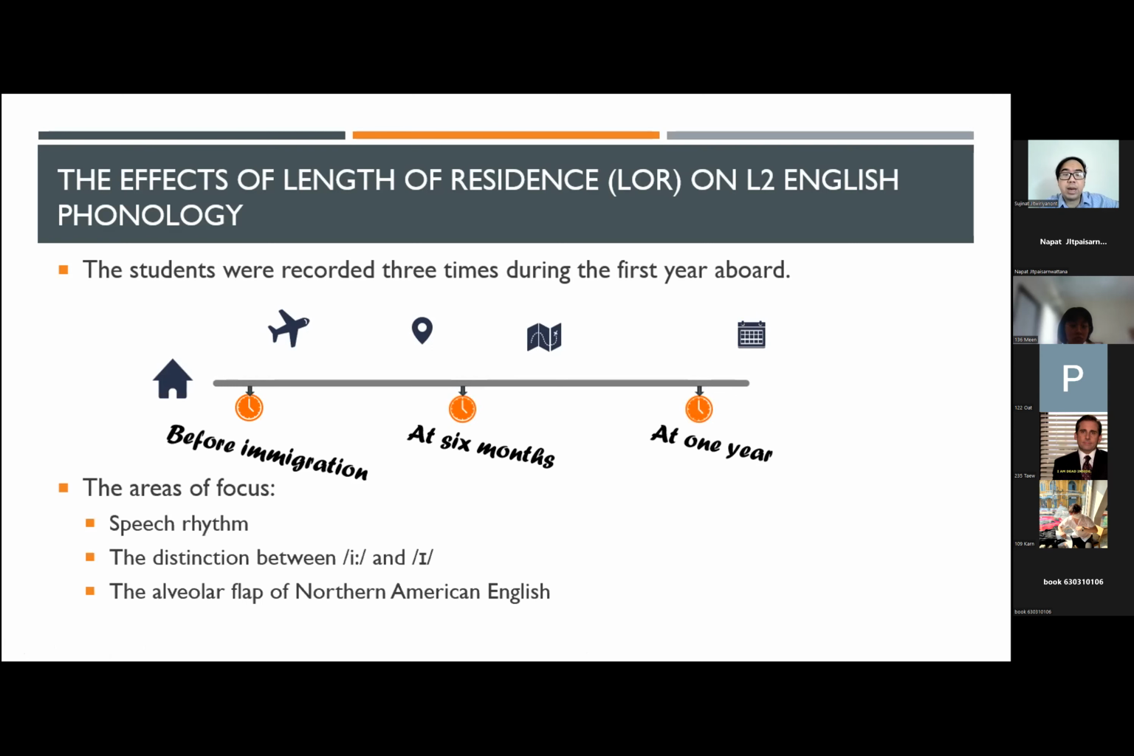And there are 3 areas of focus. What I'm going to demonstrate to you is the last one, the alveolar flap of North American English. The word better. How would this be pronounced with an American accent? Better. Is it better in American?